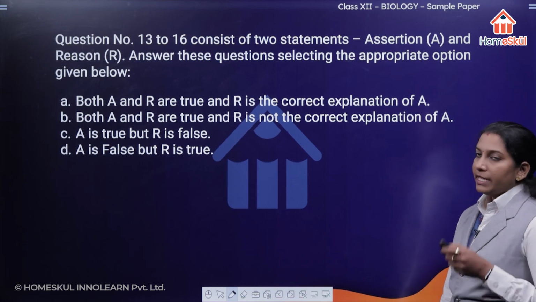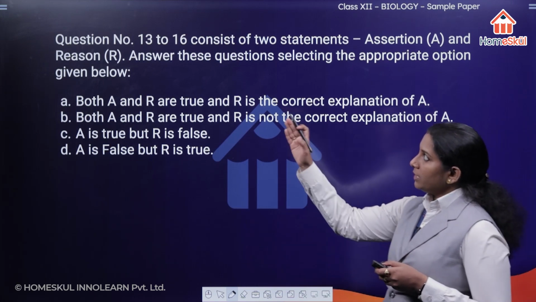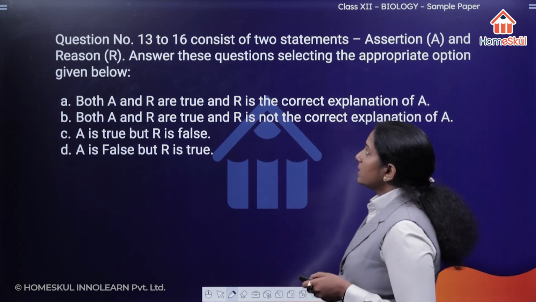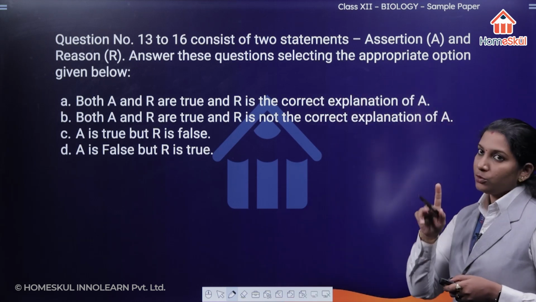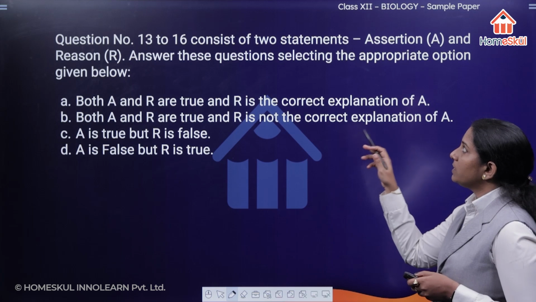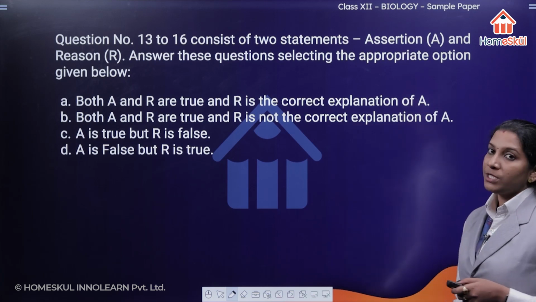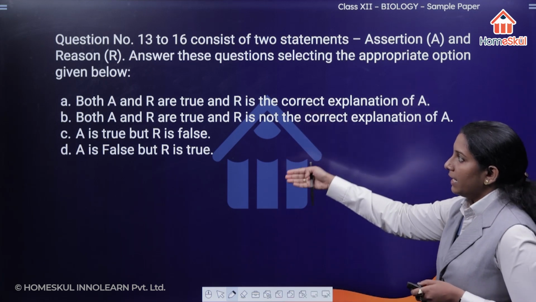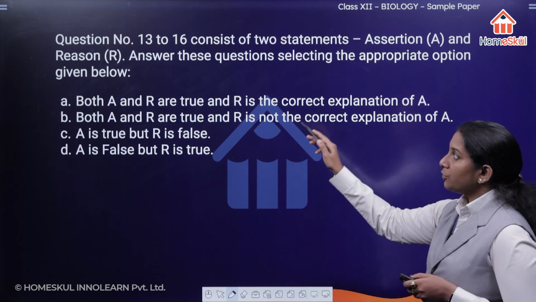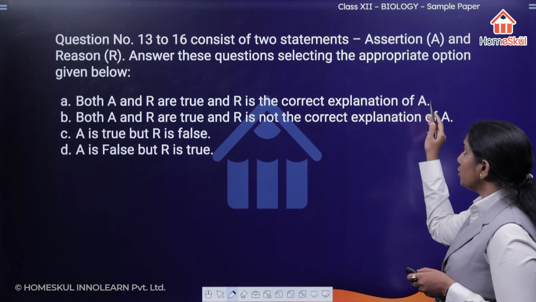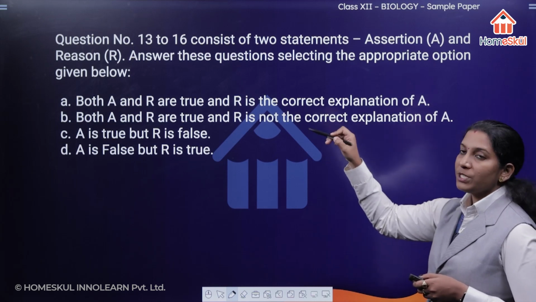Then, next part, that is questions 13 to 16, which consist of two statements, an assertion and a reason. Answer these questions selecting the appropriate options given below. You can choose options A, B, C and D. If both assertion and reason are true and the reason is the correct explanation of the assertion, you can choose option A.